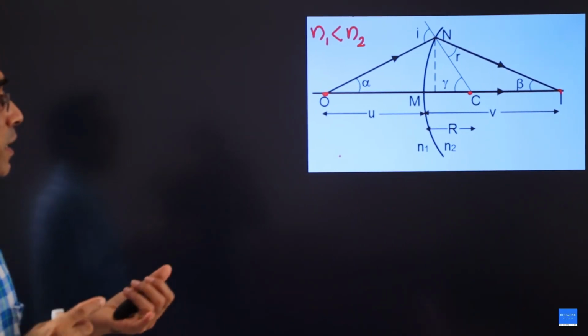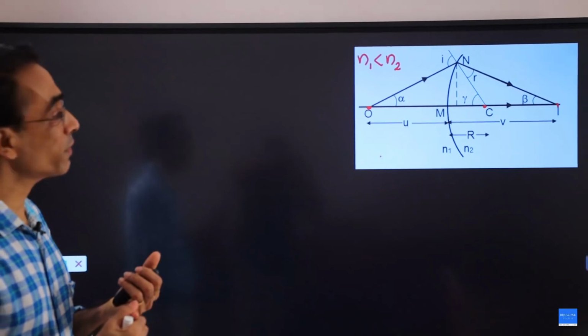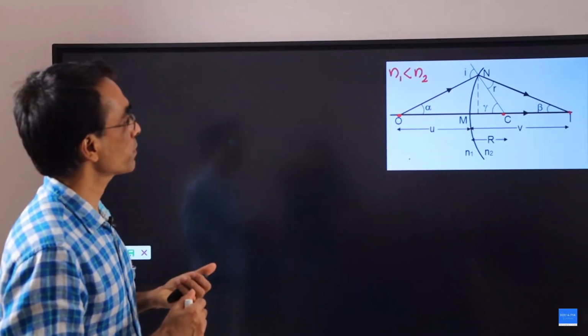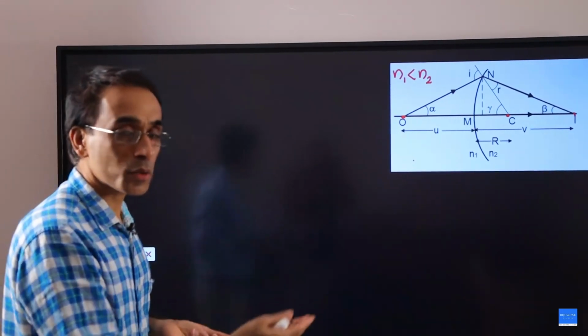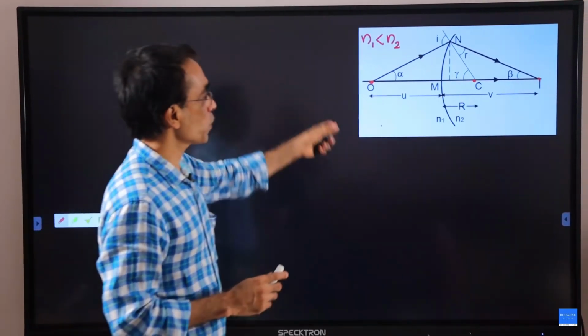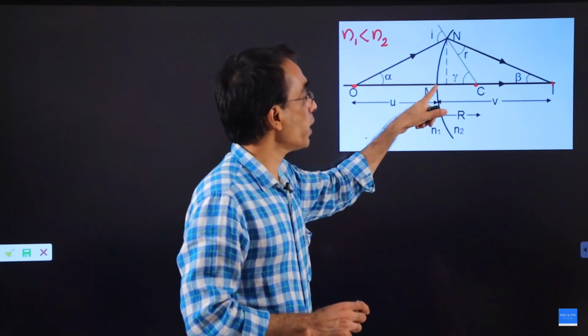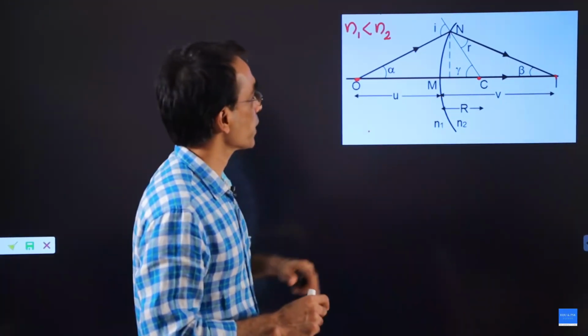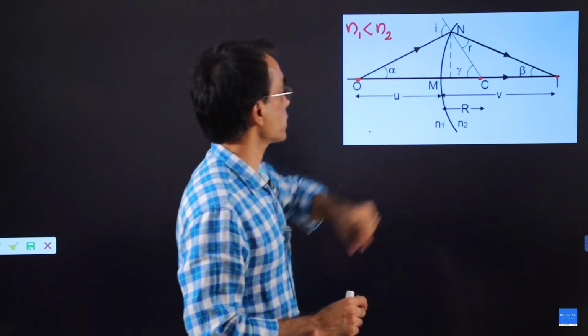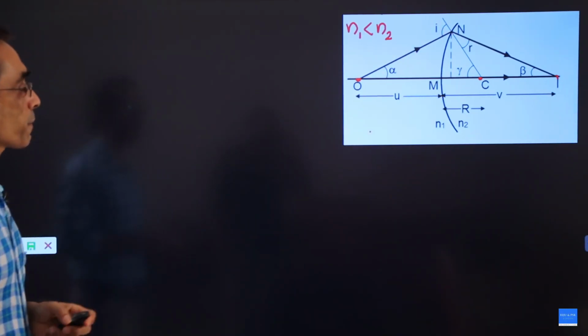So I presented different points, N1, N2 refractive indices, N1 less than N2. Light is going from rarer to denser. Object is O, radius of curvature is R, center of curvature is C. Pole, I use the letter M, and there is a point N where light is incident. Okay.